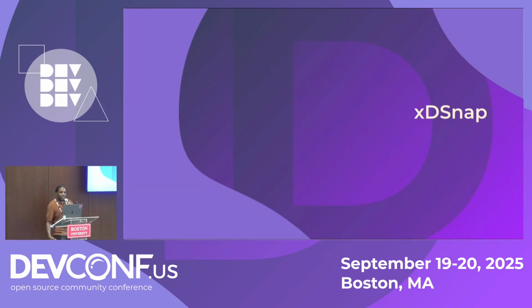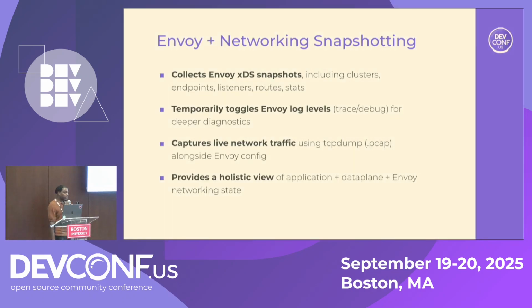So a few features that I want to share about xDSnap are just the Envoy networking snapshotting. If you think of Consul and Istio, they have that baked in. But one thing about xDSnap that I really like is that the collection of data is pretty simple. It's quick. You don't have to think a lot. It just does it for you. Envoy has this thing called discovery services. So you're able to get API information from there, such as cluster info, endpoints, listeners.